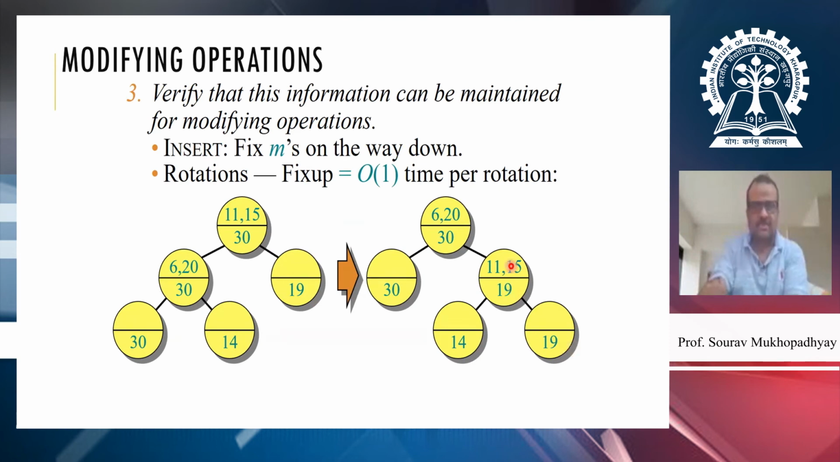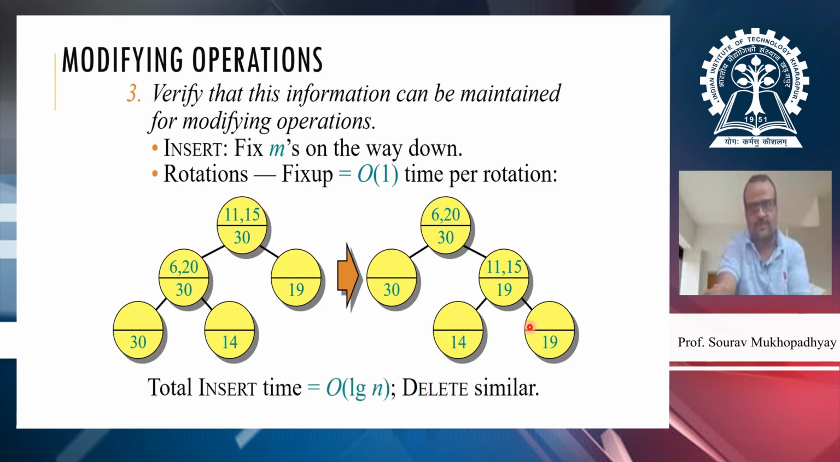Only here there will be changes, because this was having 30, and now we have alpha, beta. So we have to check this max here, and then 15. Among 14, 19 and 15, 19 is the maximum, so we put 19 over here. And similarly here, this is 30, this is 19, and this is 20. Among these, whichever is the maximum, 30, we put here. So only two fields we need to check, and that will cost us constant time. So this can be handled with the same cost of insert and delete, O(log n) time.